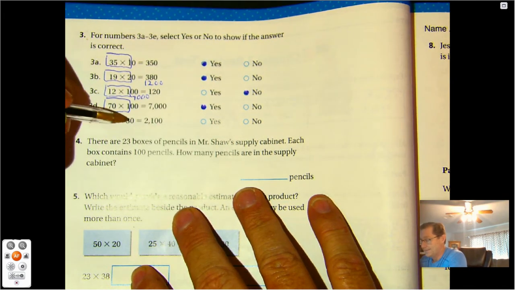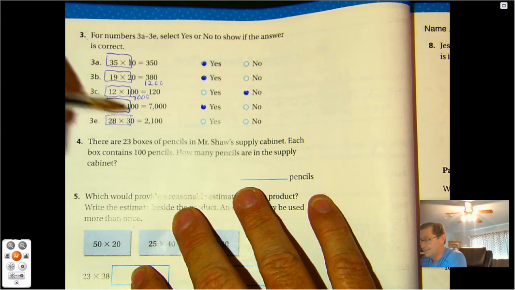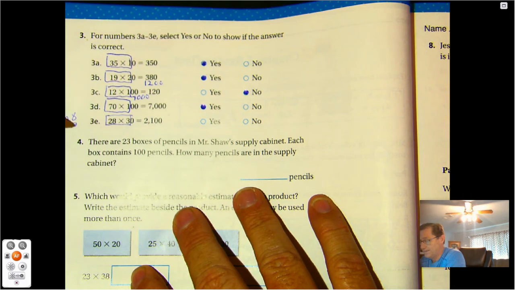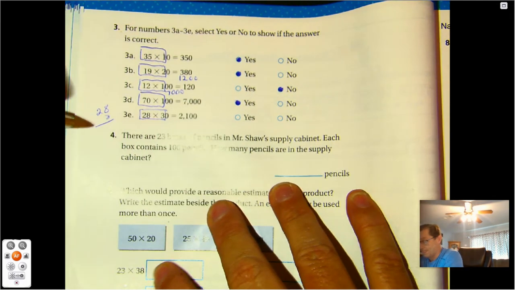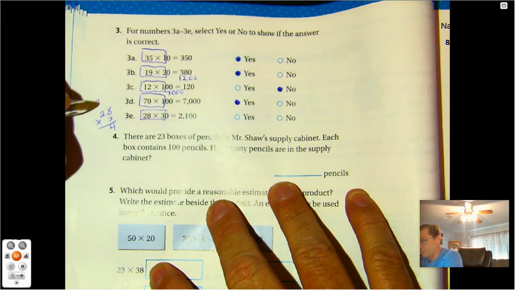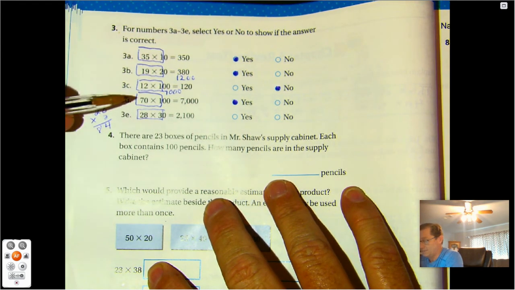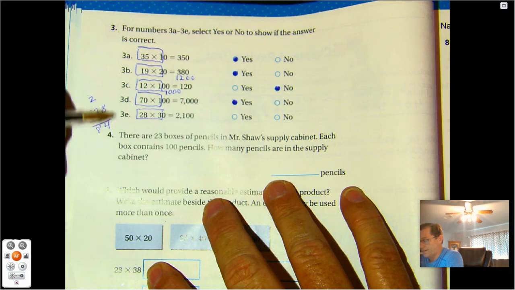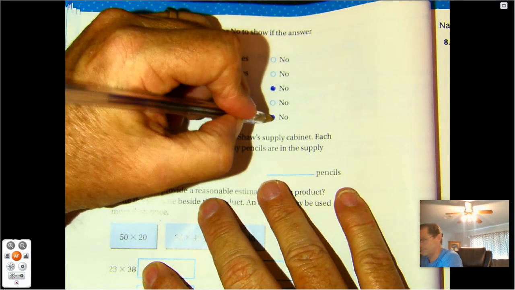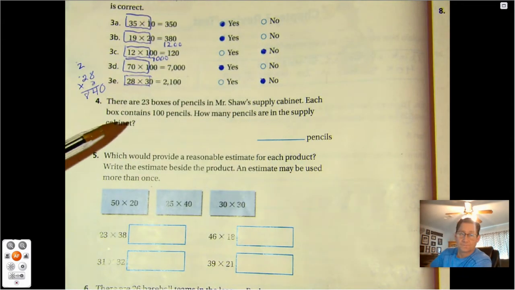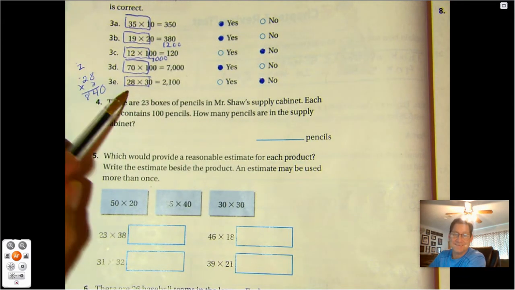28 times 3 tens. 28 times 3. 3 times 8 is 24. Regroup that as 2 tens. 3 times 2 is 6, plus 2 more is 8. 84 tens. 840. Wow, no, that's way off. Okay. That's like saying 70 times 30.